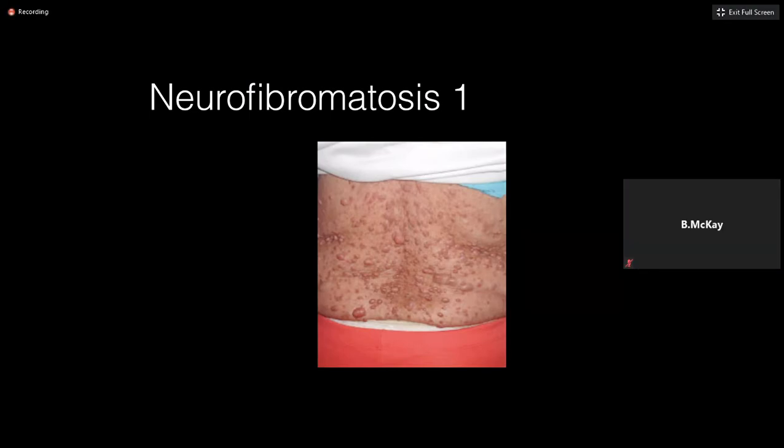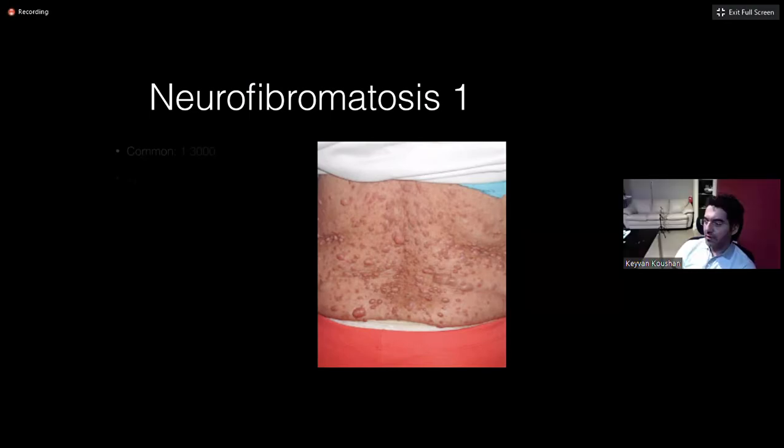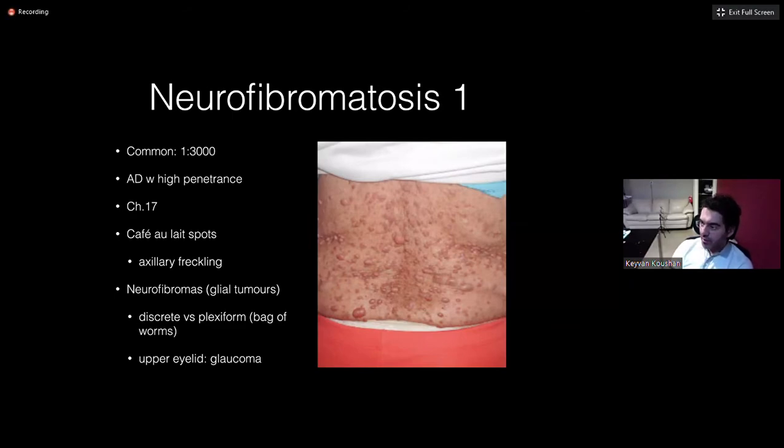So the condition is neurofibromatosis type 1. It's very common; 1 in 3,000 people have this. Again, autosomal dominant. If you get stuck and have to choose something, choose autosomal dominant. Chromosome 17. If you add up all the letters in neurofibromatosis, it becomes 17. I guess that's a mnemonic, but these are very exam-oriented topics. Cafe au lait spots with axillary freckling are very much part of the whole syndrome of type 1. And then these fibromas are glial tumors.